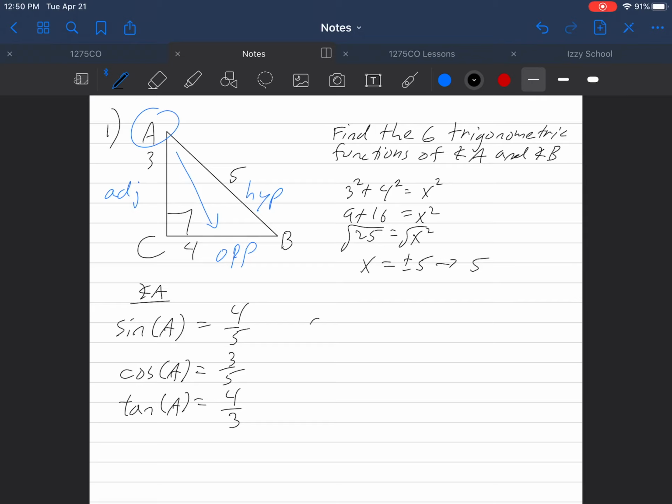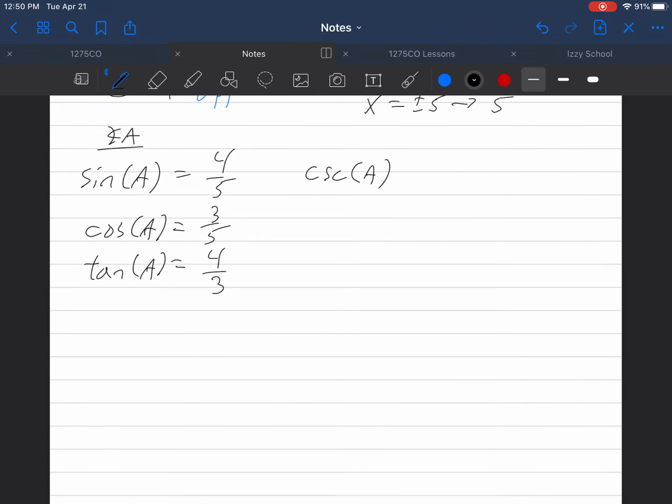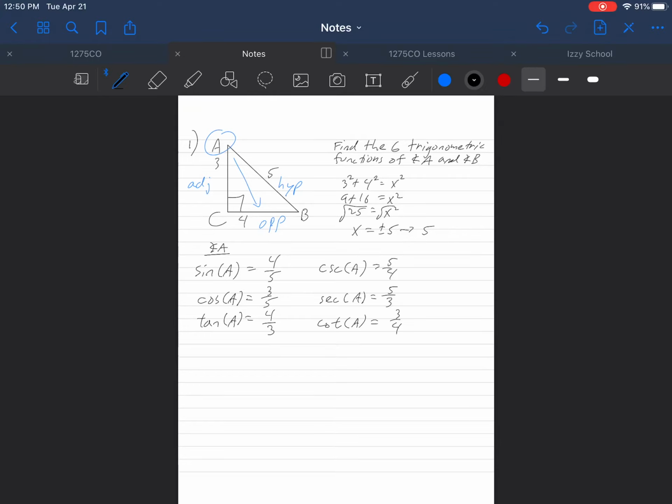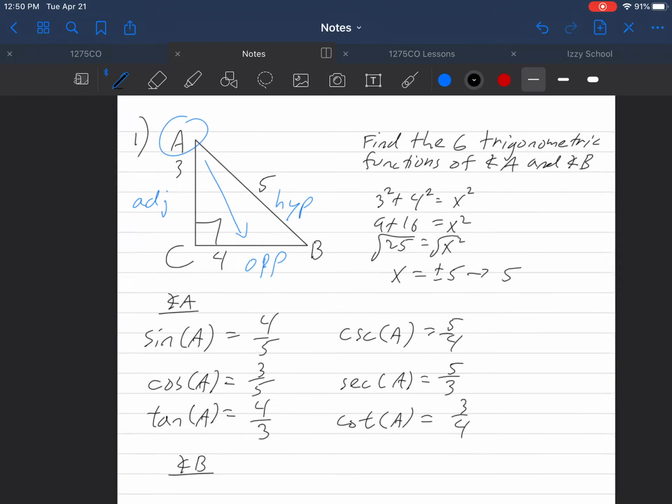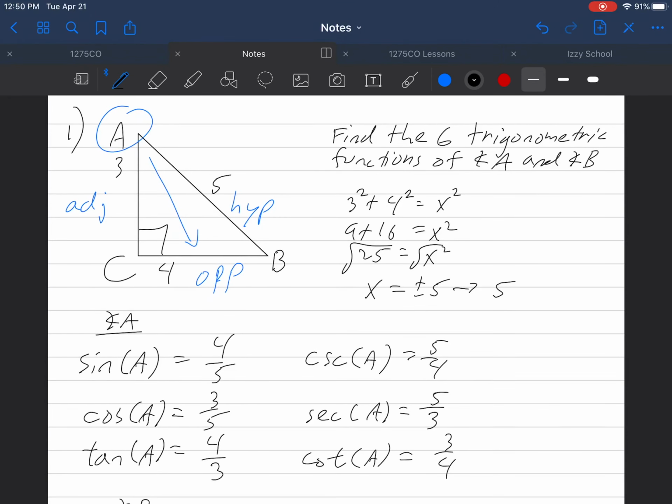And if we flip these around, cosecant, which is abbreviated as CSC, is going to equal 5 over 4. Secant, SEC of A is going to equal 5 over 3. And then cotangent of A is going to equal 3 over 4. Now, if our angle of focus changes from A to B, take a look at what happens to these labels.